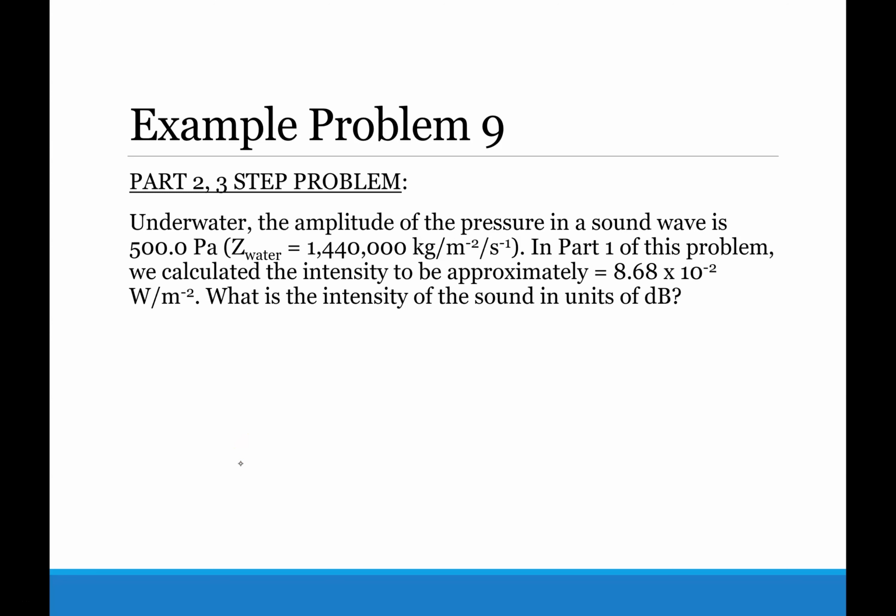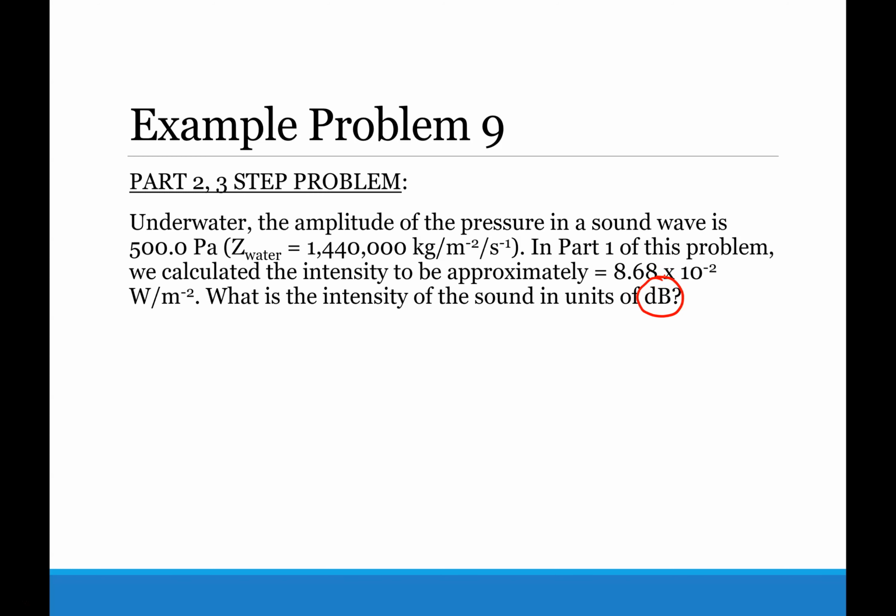Example problem 9 is part 2 in the 3-step problem that is between example problems 8, 9, and 10. So the problem reads, underwater, the amplitude of the pressure in a sound wave is 500 pascals. So pressure and the Z value is the same from part 1 of this problem. In part 1 of the problem, we calculated the intensity to be approximately 8.68 times 10 to the minus 2 watts meters minus 2. What is the intensity of the sound in units of decibels?